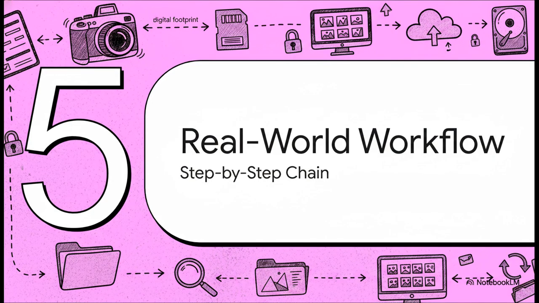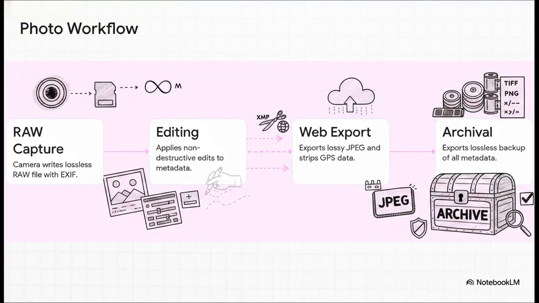All right, let's bring all these concepts together in Section 5, a real-world data workflow. Let's follow the digital footprint of a professional photographer to see how deliberate choices are made at every single stage. Step 1. Raw capture. The camera takes a lossless massive file with full EXIF metadata. Step 2. Editing. The photographer tweaks the photo, but the original stays untouched. Instead, a new XMP sidecar file is added to store the edits as metadata.